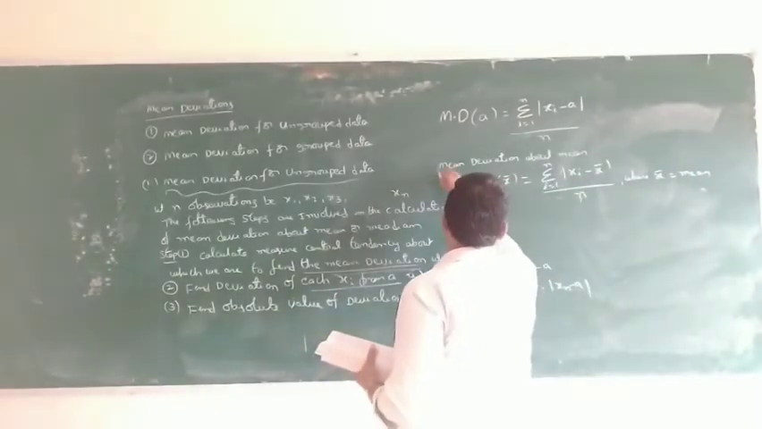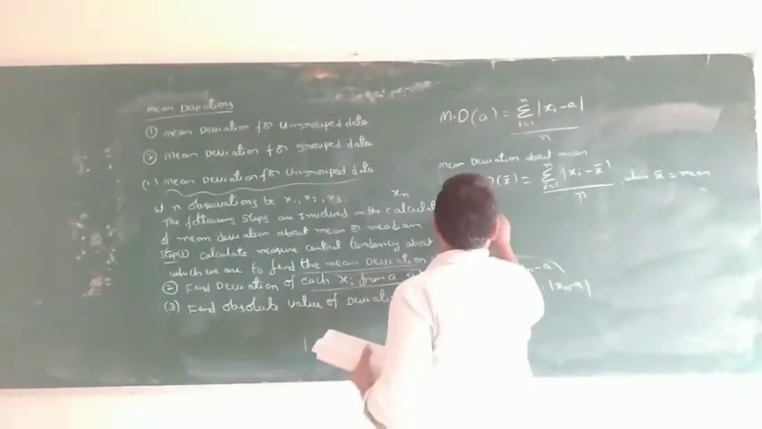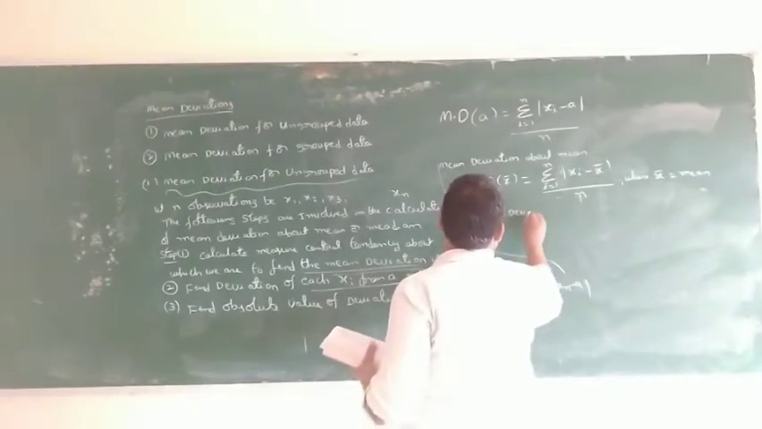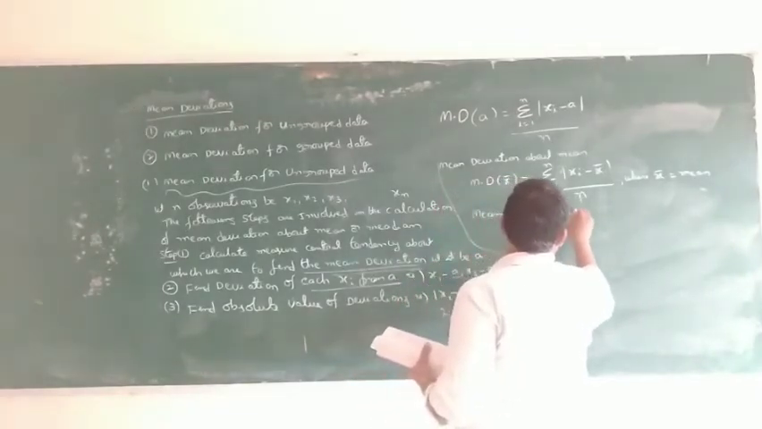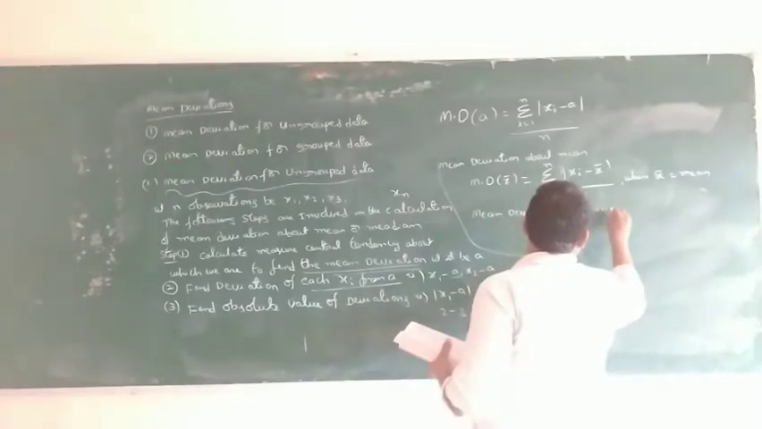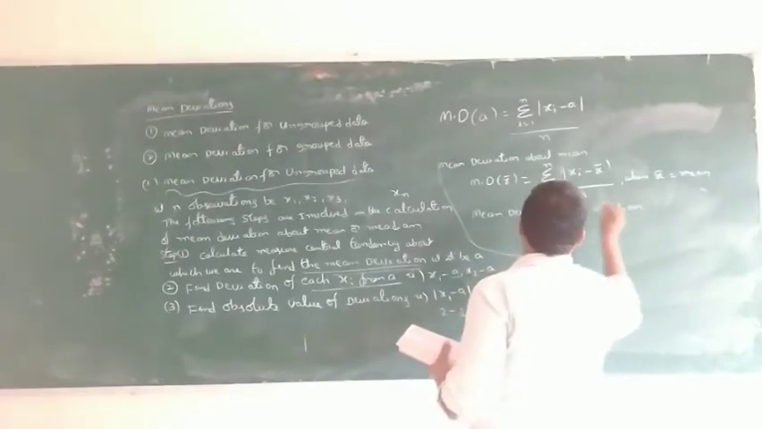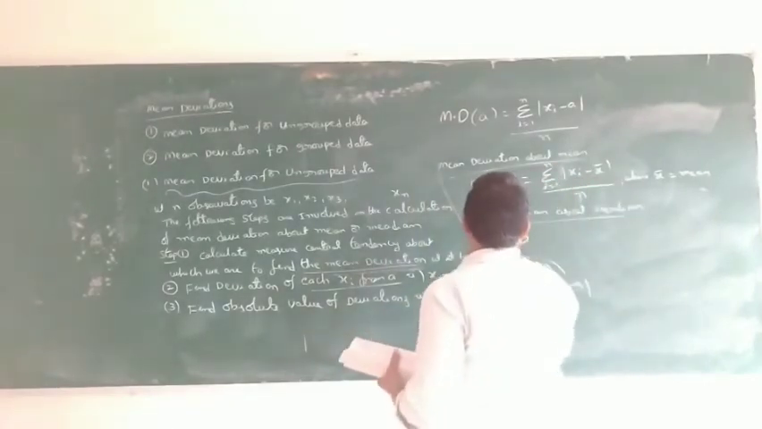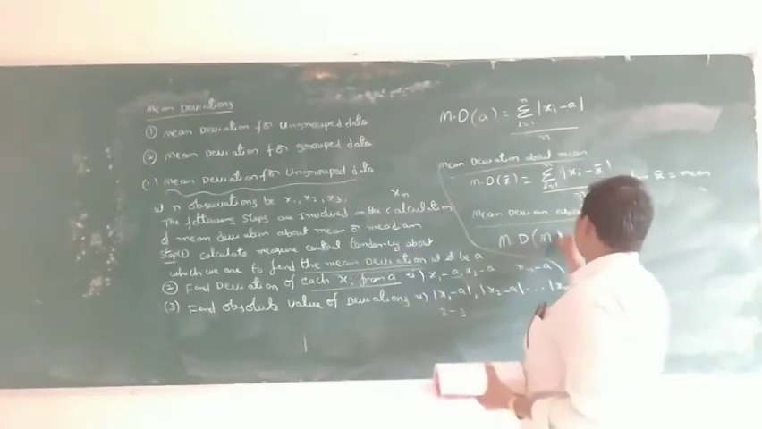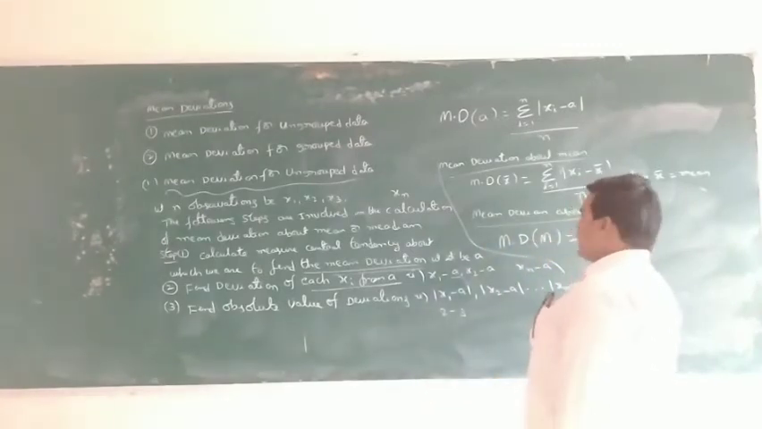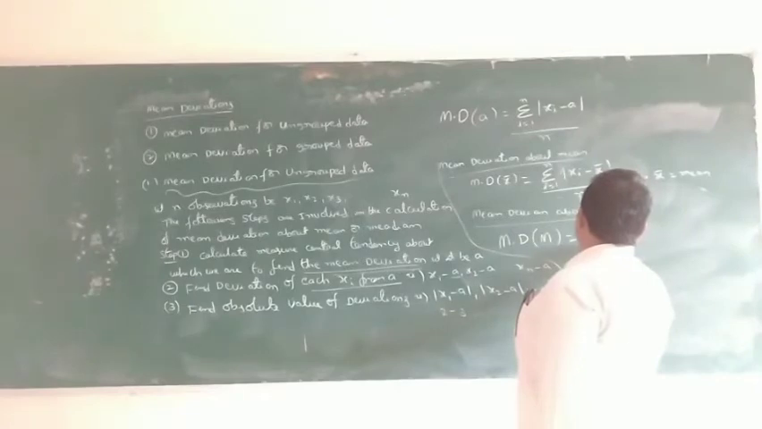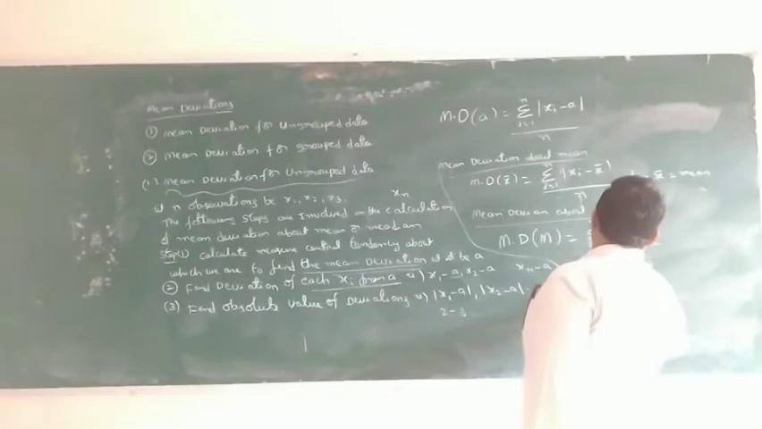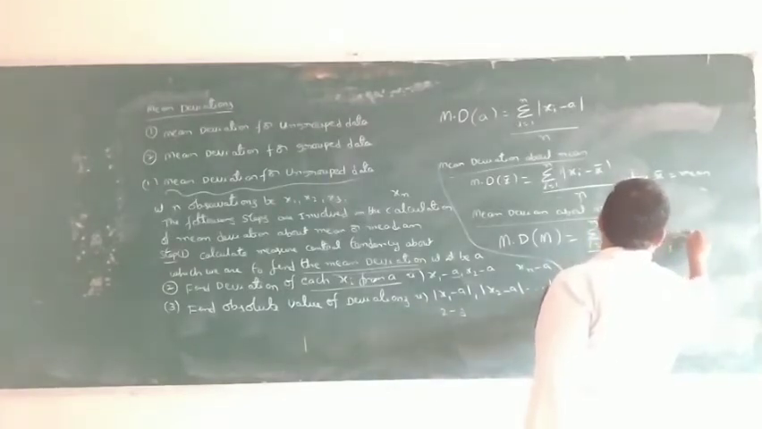So next, mean deviation about median. Mean deviation about median formula: MD is the mean deviation, and the median is denoted by capital M. MD equals sigma i equals 1 to n of mod of xi minus M, divided by n, where M is equal to the median.